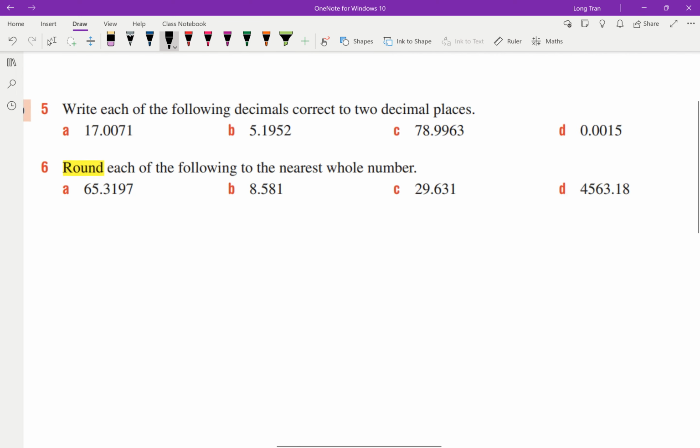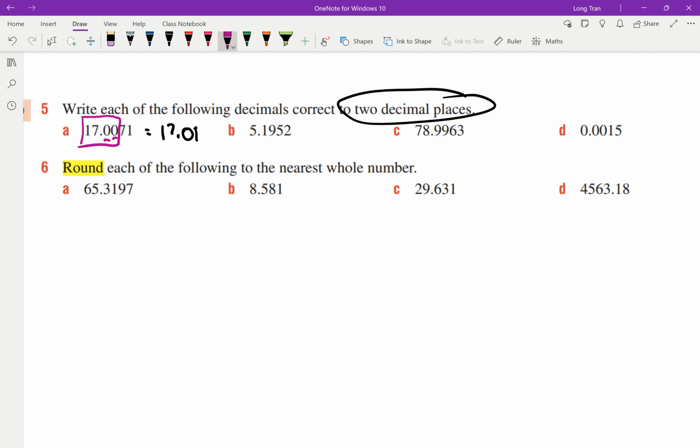You can have these ones where they say correct to 2 decimal places. Hopefully you'll get to the point where you can just look at it and say, well, that's 17.01, 2 decimal places, because I'm just looking at this section here. So 2 decimal places, only that and that. This is my 2 decimal places. This is my 2 decimal places. This is my 2 decimal places.